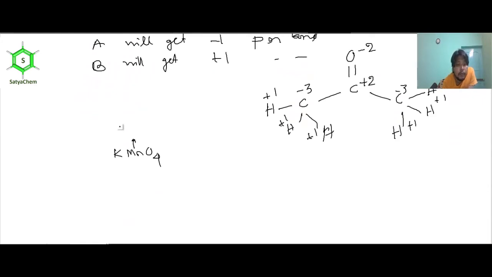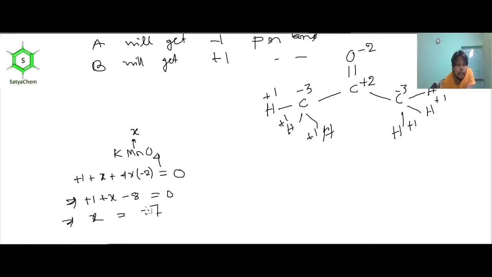Okay, so for potassium +1, and let's say the oxidation number of manganese is X. We are going to calculate the oxidation state of manganese, and there are 4 oxygen, so 4 into -2. The compound is electrically neutral, so the total charge is 0. So +1 plus X minus 8 equals 0, and X equals +7. So this method tells that the oxidation number of manganese is +7.